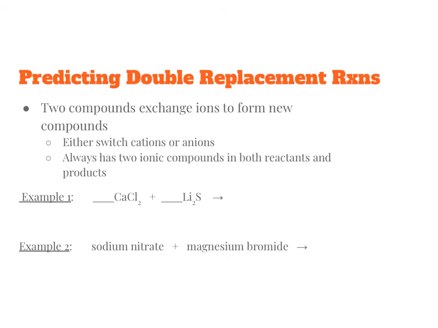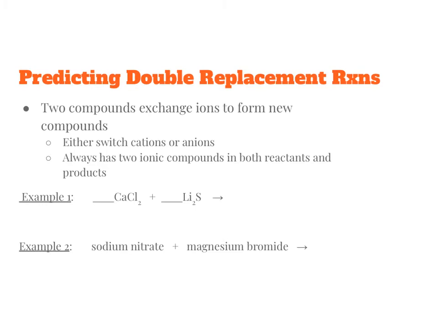Okay, so with predicting double replacement reactions, remember that these are when we have 2 compounds exchanging ions to form new compounds. So they're either going to switch up their cations or they're going to switch up their anions. Either way, we're going to have 2 new compounds in the product. So there's always going to be 2 ionic compounds on the reactant side, and they're going to switch partners to make 2 new ionic compound products.